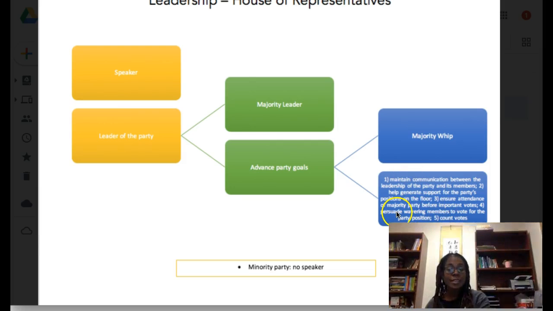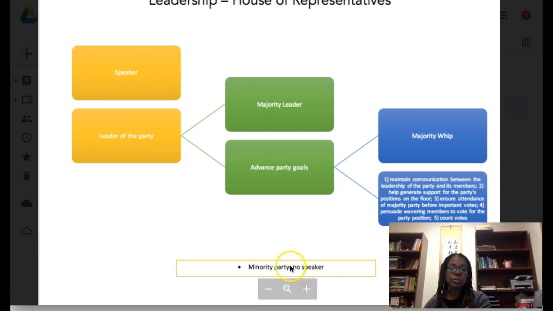They also ensure attendance of the majority party before the vote happens, to make sure folks are there so they can get their vote documented. They persuade any members who are wavering or on the fence, doing their best to persuade them to vote for the party's positions. And finally, the majority whip will count the votes. Once the votes happen, they want to document that so everyone understands how everyone voted when the time came.